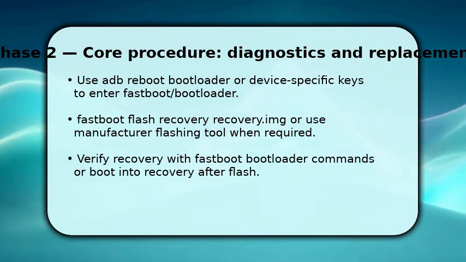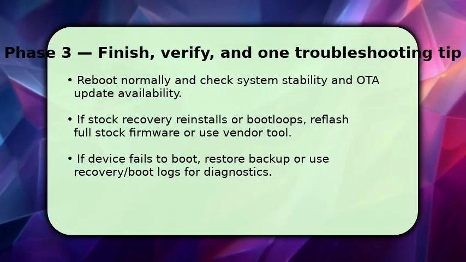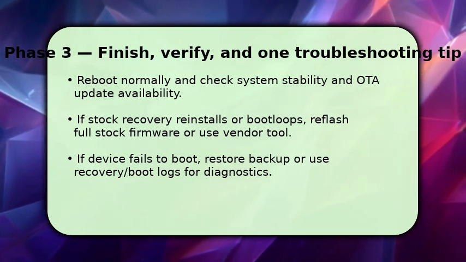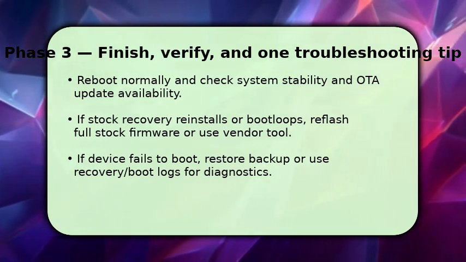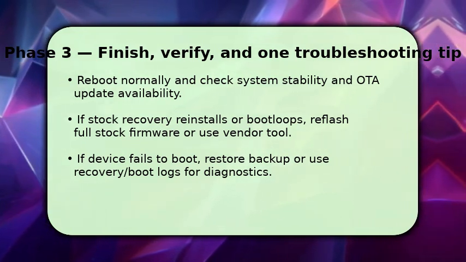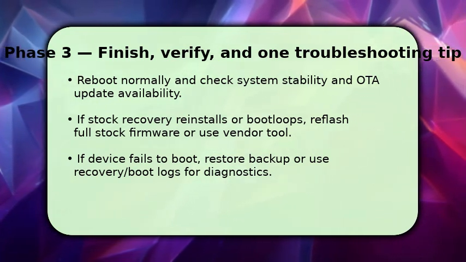If the device automatically reinstalls TWRP, relock or flash, finish by rebooting the phone into the system and confirming you no longer see TWRP and that OTA updates appear when applicable. If TWRP returns after reboot, it may be injected by a vendor script. Flash the full stock firmware package or relock the bootloader to stop that.